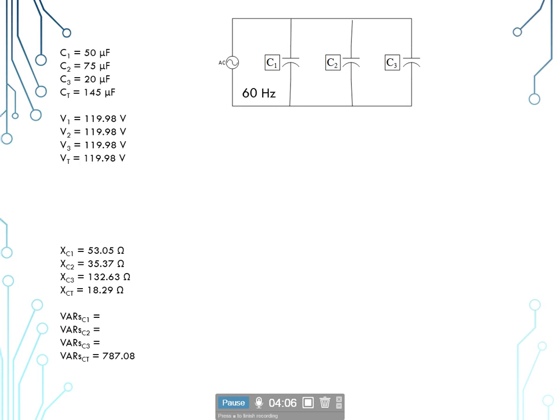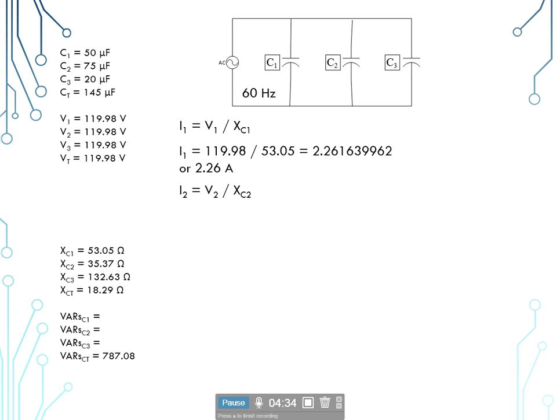Next, we'll find our current drops at the individual components and also the total current. And so for I sub 1, we're back to using straight up Ohm's law. I sub 1 is equal to V sub 1 divided by X sub C1 in place of the resistance. So 119.98 volts divided by our 53.03 ohms at the first capacitor, giving us 2.26 amps. I sub 2 is equal to V sub 2 divided by X sub C2. So 119.98 divided by 35.37 gives us 3.39 amps.